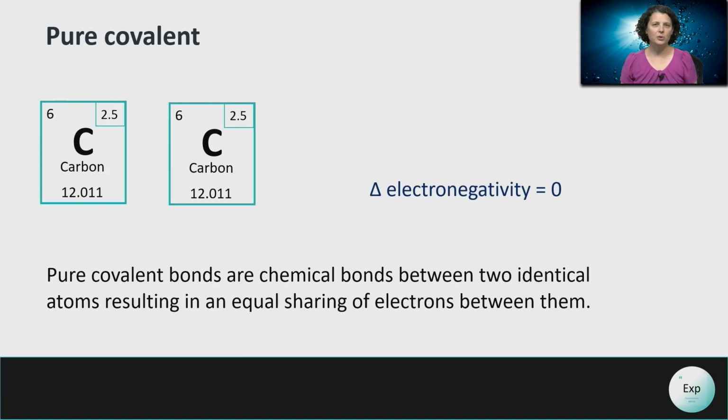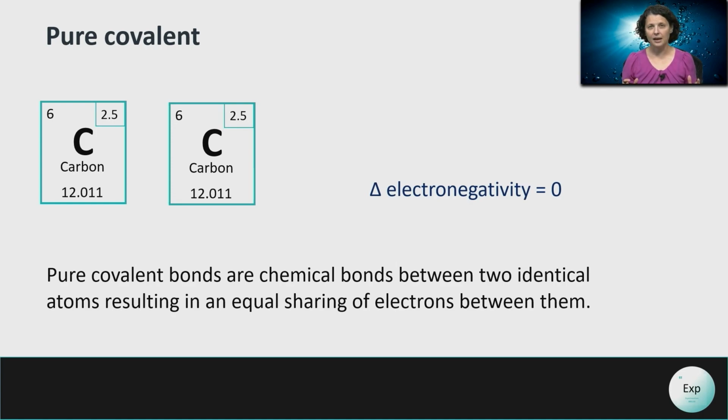When it comes to the type of bonds that can form between two atoms, it is important that we remember the definition of those types of bonds. A covalent bond involves the sharing of electrons. And when two atoms of the same kind bond to each other, they will share those electrons equally. That is why whenever we have two atoms of the same kind connected to each other through a covalent bond, we call that a pure covalent bond.